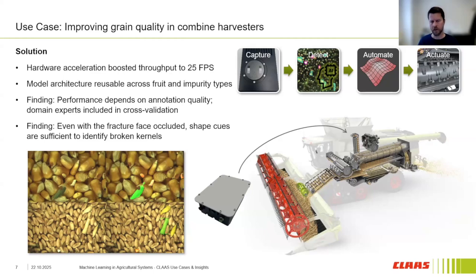And here it's a similar loop to the system just described. You capture images, you detect the features, then you feed this into an automation system that optimizes a number of system parameters for threshing and cleaning. And then you actuate or move your actuators, and again, the feedback loop starts.